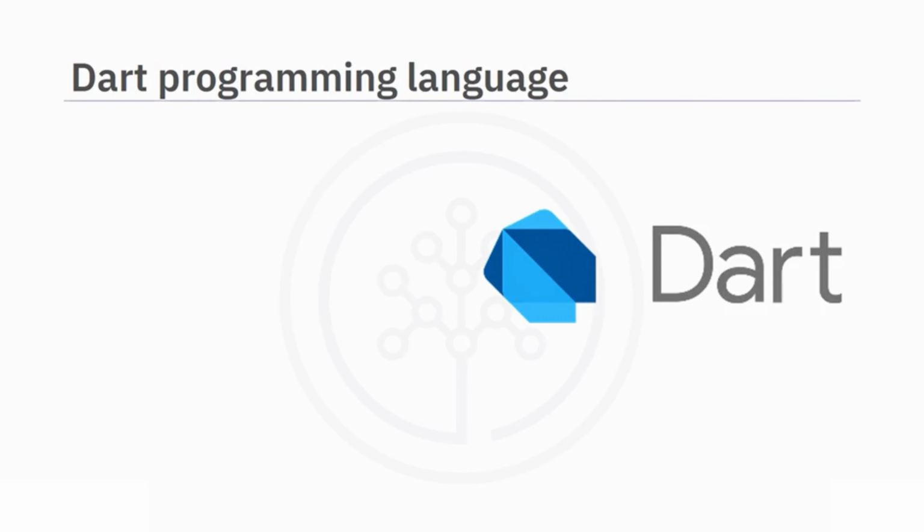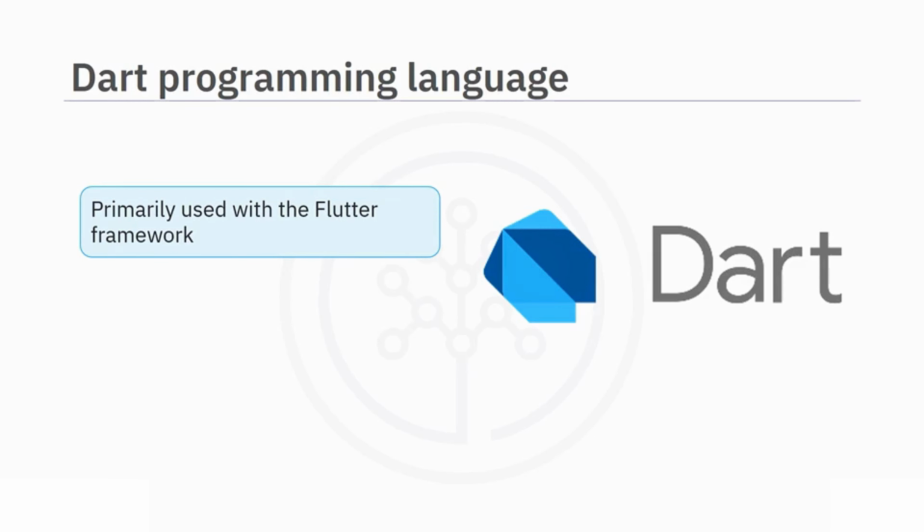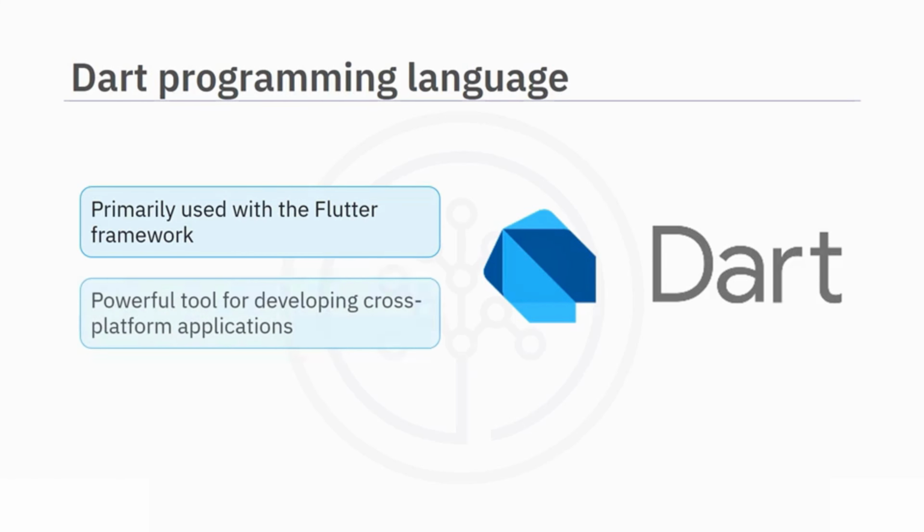Dart is a programming language designed for building mobile, desktop, server, and web applications. It is primarily used with the Flutter framework to create applications. Let's examine the fundamentals of Dart and why these features make Dart a powerful tool for developing high-quality cross-platform applications.